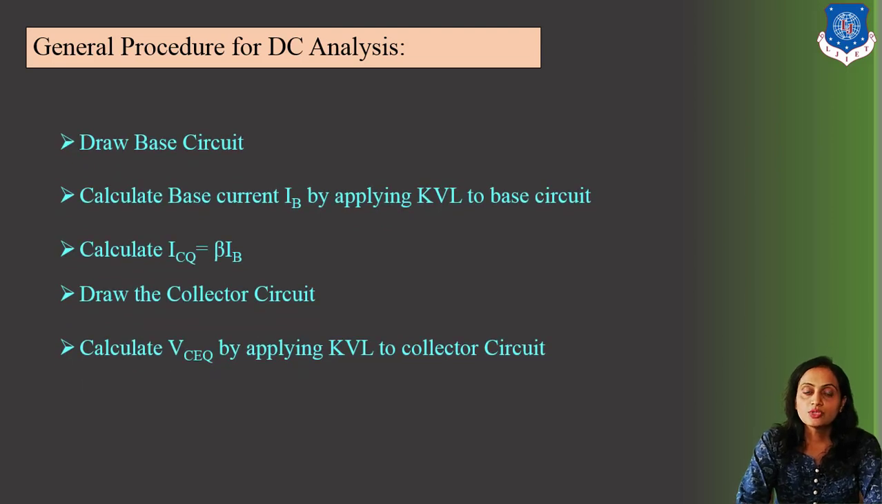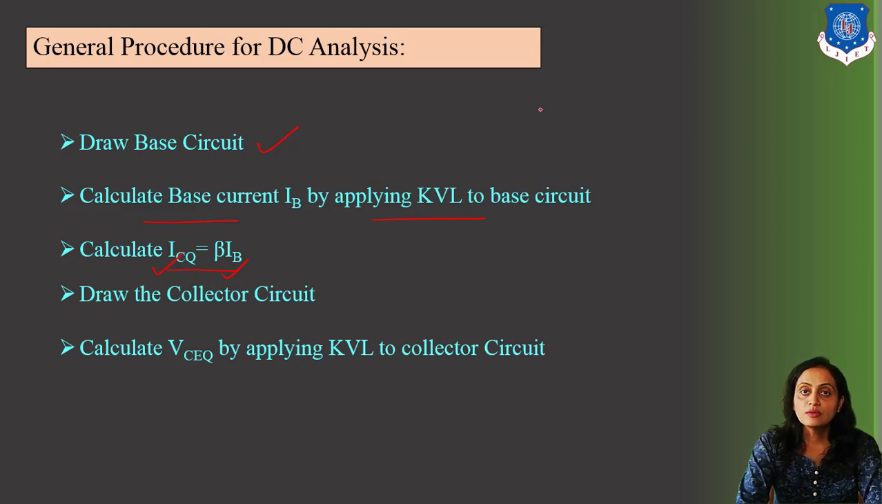This is a general procedure for DC analysis of any biasing circuit. First we will draw the base circuit, and from that base circuit we will calculate the base current by applying KVL into the base circuit. Then we have the equation IC is equal to beta IB, and from this equation we have already calculated the IB in the previous step. Then we will calculate the IC, and then we will draw the collector loop, and in the collector loop we will apply KVL and calculate the VCEQ, that is the collector to emitter voltage.